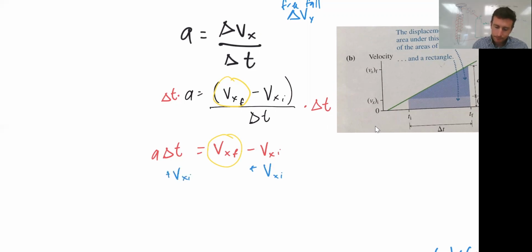And I get my final answer: v sub x final equals v sub x initial plus acceleration times the change in time. All right, and that's acceleration in the x direction as well, right? All of these, the acceleration and the velocity, have to be in the same plane, in the same direction, so that they match. So I could turn that into that equation.